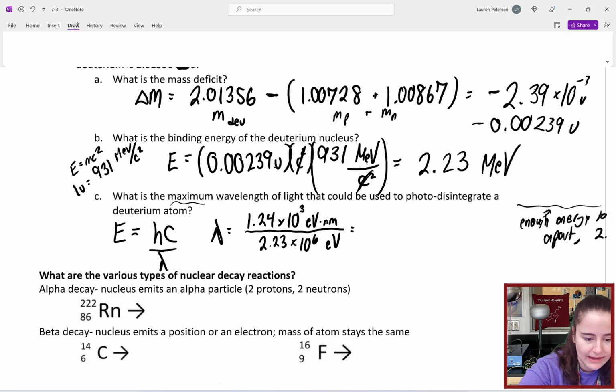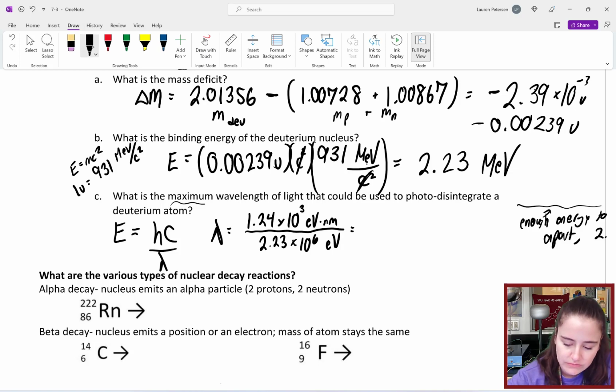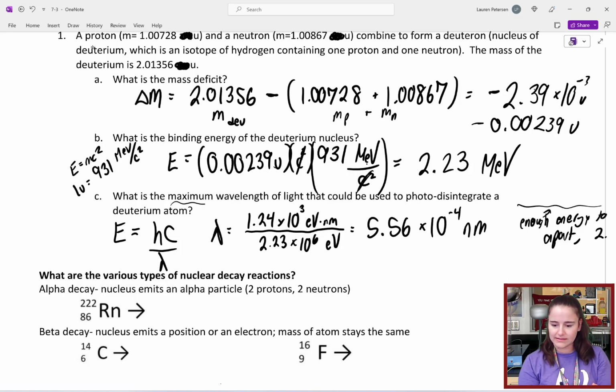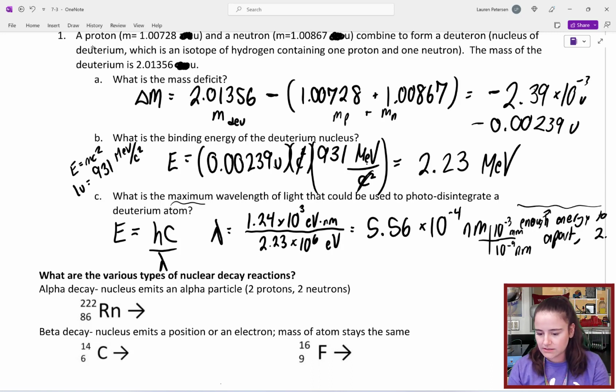Yep, and we get 5.56 times 10 to the negative fourth nanometers, which would be, let's see, let's convert it from nano to milli. We know 10 to the negative 9 nanometers is 10 to the negative 3 millimeters. Okay, do we want to go milli or micro? It's negative 4. I think I'm going to go milli. Yeah, let's go milli.